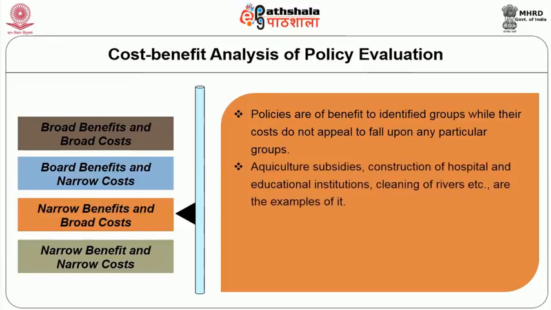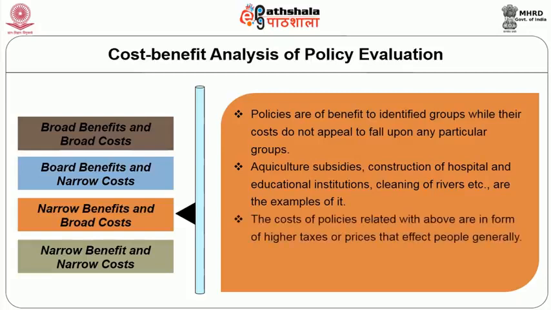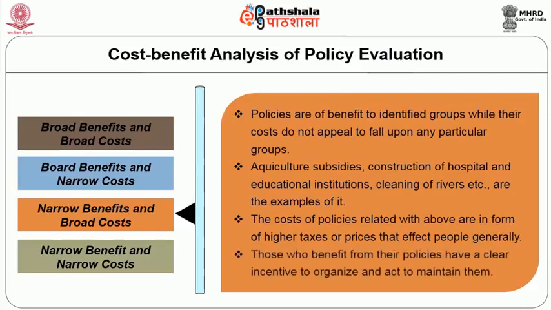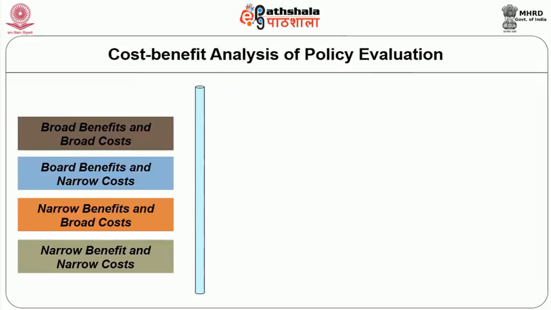Aquaculture, subsidies, construction of hospitals and educational institutions, cleaning up of rivers, etc. are the examples of it. The costs of policies related to the above are in the form of higher taxes or prices that affect people generally. Those who benefit from their policies have a clear incentive to organize and to act to maintain them.